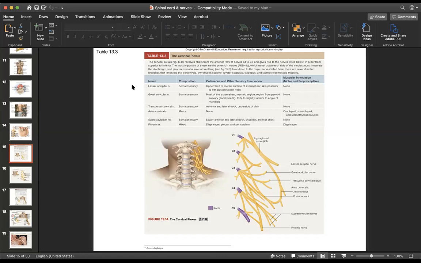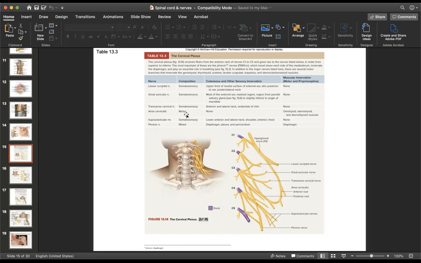The big important one in the cervical plexus is the phrenic nerve, which innervates the diaphragm. If you break your neck and you sever this phrenic nerve, your diaphragm is not breathing. So you can basically suffocate from breaking your neck if you sever this phrenic nerve. That's the important one.